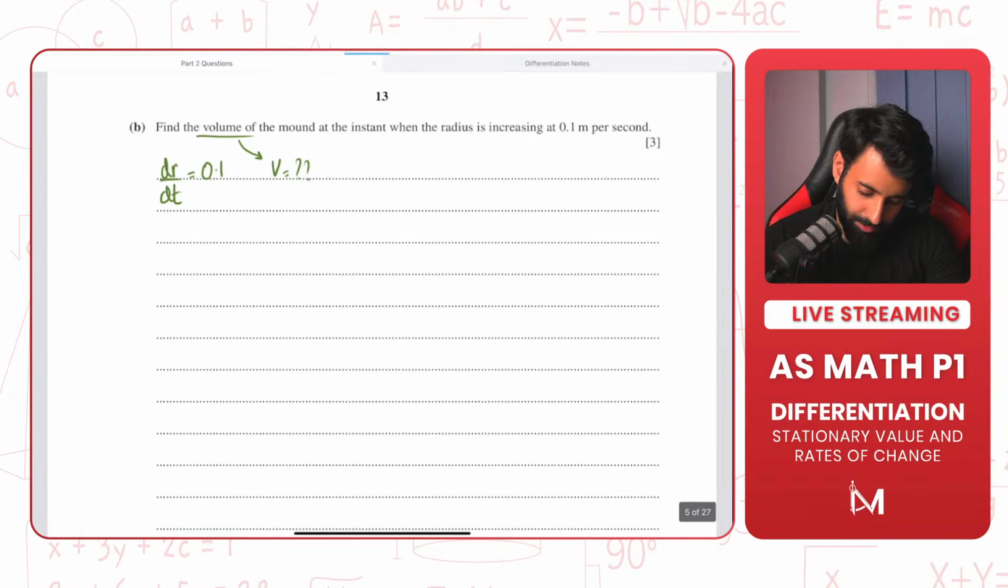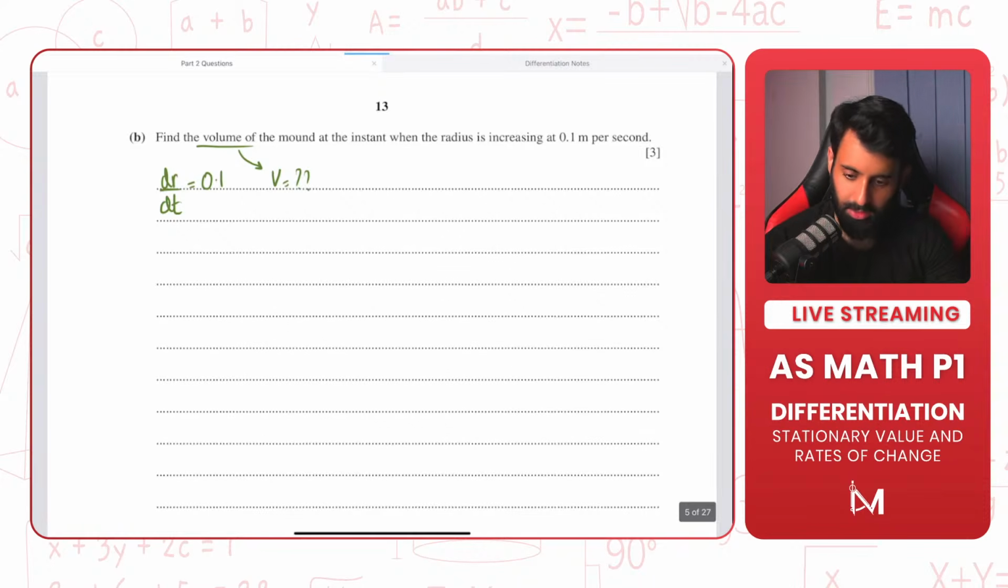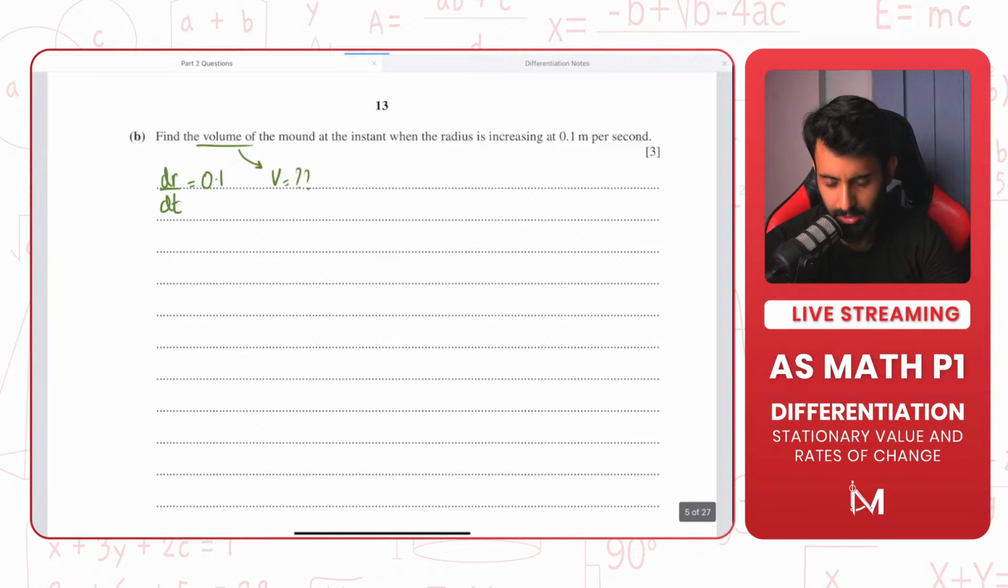Okay, so coming back to the question. So we'll do this question and then we'll stop and then maybe we'll do another live stream where we will do a collection of past paper questions. Okay. So it says here, find the volume of the mound at the instant when the radius is increasing at a rate of 0.1 meter per second.